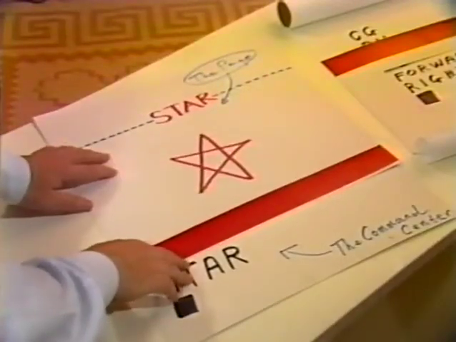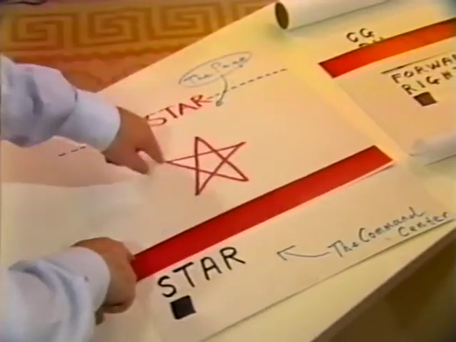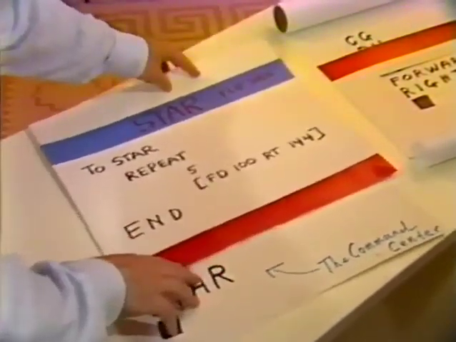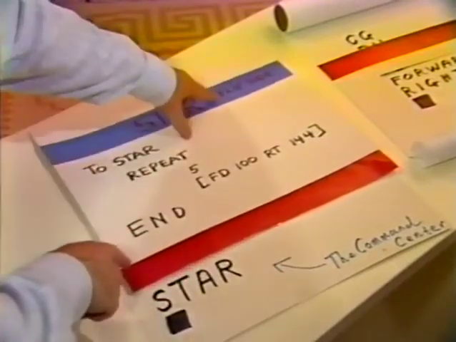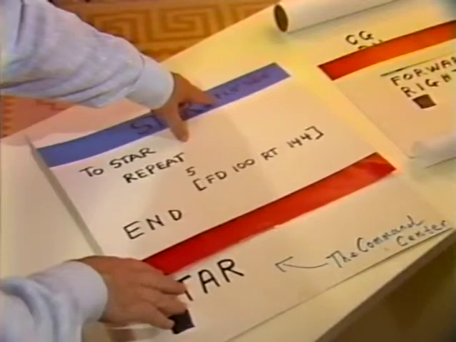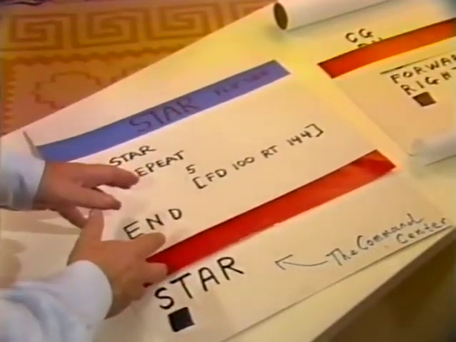Logowriter has a consistent metaphor for where the procedures are. Here's the page, here's the turtle's work. Flip the page over, there's the procedure on the flip side of the page. This metaphor is carried out consistently right through Logowriter.